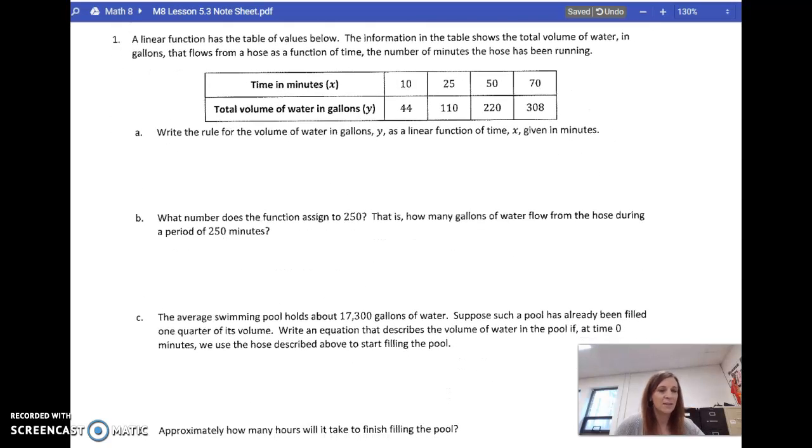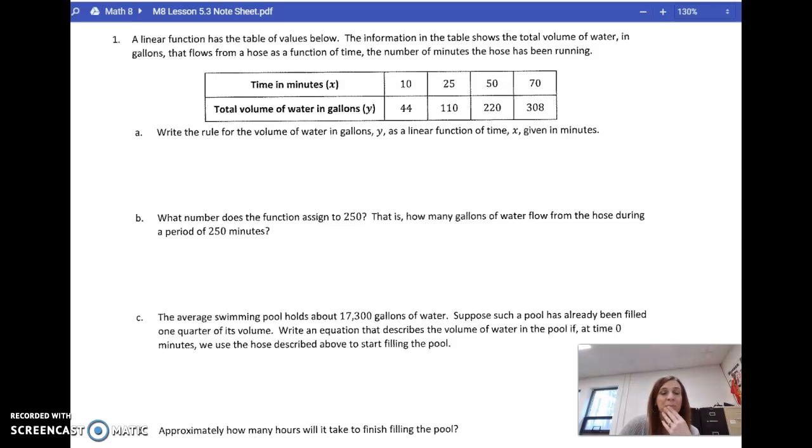All right. A linear function has a table of values below. Okay. So you can see it shows the volume of water in gallons still, that flows from a hose this time. We're not filling anything. And the number of minutes it's been running. So for 10 minutes, 44 gallons, 25 minutes, 110 gallons. Okay. Write the rule. Write a function for the volume of the water in gallons.